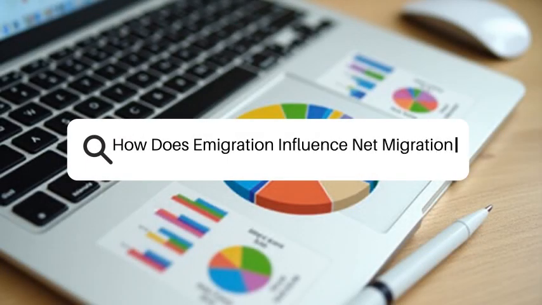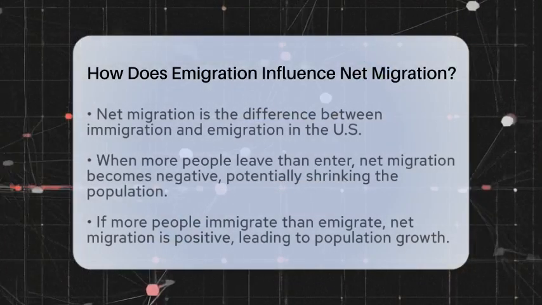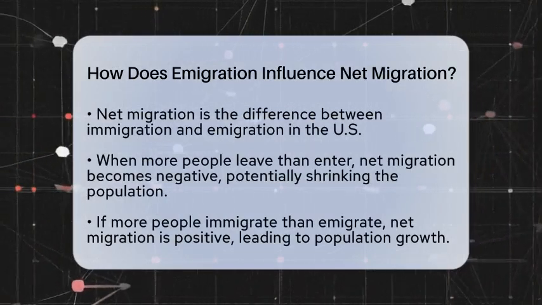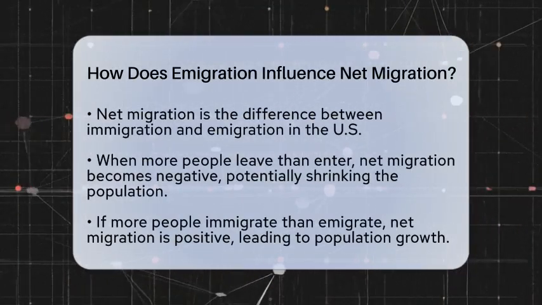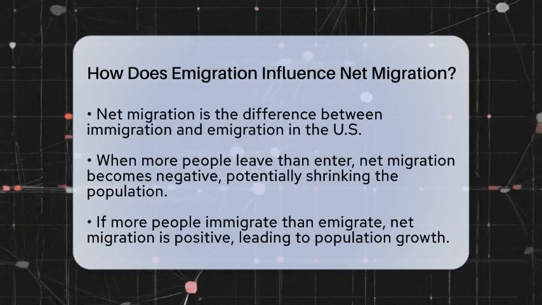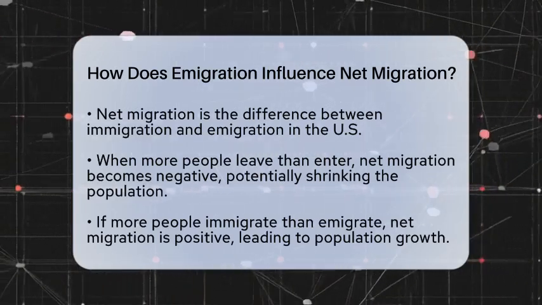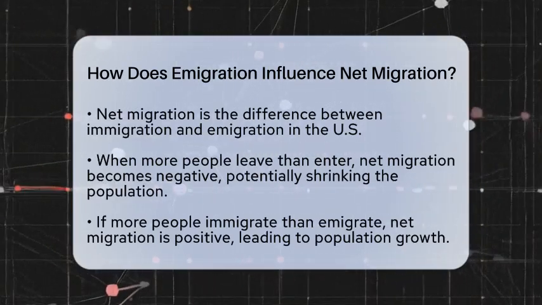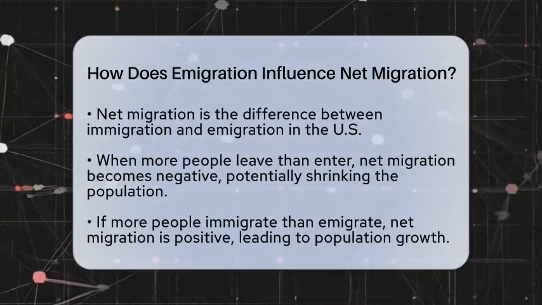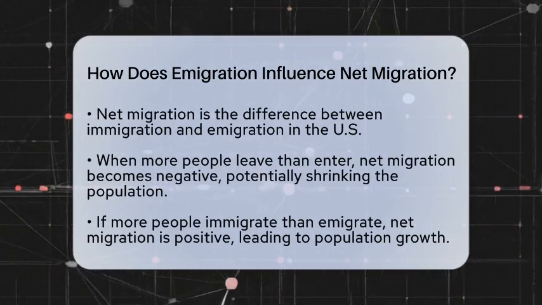How does emigration influence net migration? Imagine a busy highway where cars represent people moving in and out of a country. The flow of traffic shows how populations change over time. Now, think about how the number of cars leaving the highway affects the overall traffic. That's similar to what happens with emigration and net migration in the United States.